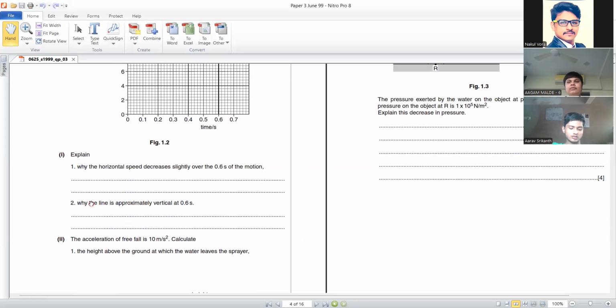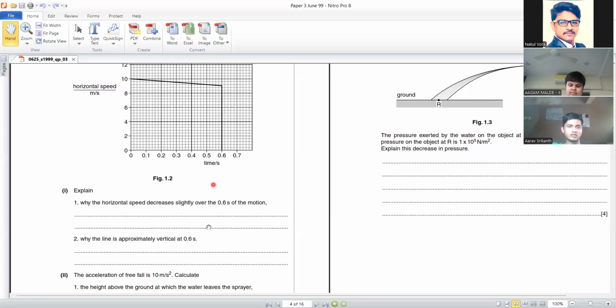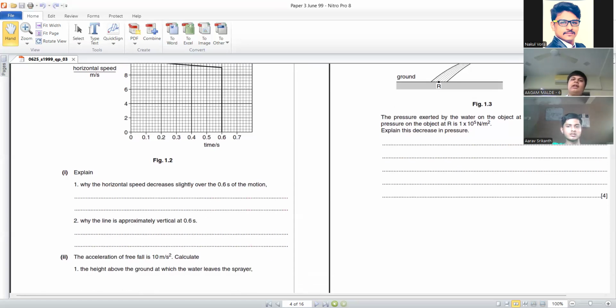Why is the line approximately vertical at 0.6 seconds? Because the water hits the ground. The water has hit the ground. Now it is not going to move.